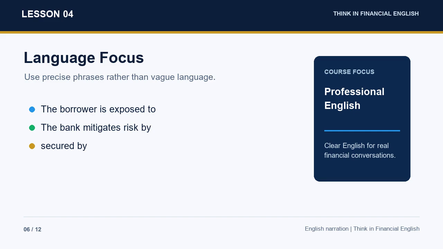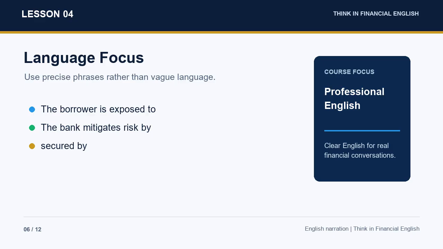Now let's focus on the English. The key language for this lesson includes the borrower is exposed to, the bank mitigates risk by, secured by, and subject to. These phrases help you move from general English to financial English. A weak sentence might say, the situation is bad, or the number went up. A stronger sentence names the driver, the direction, and the implication. For example, you can say, the company is exposed to higher funding costs, or the bank mitigates risk by tightening approval standards.